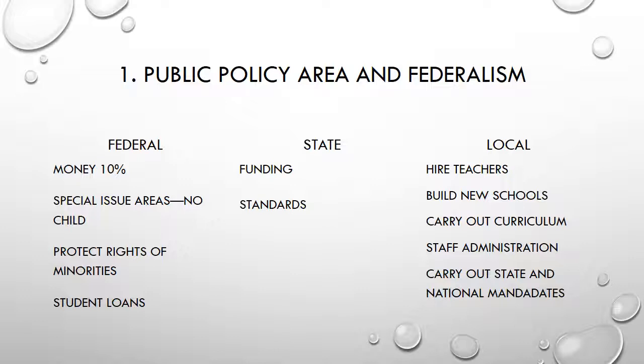So they hire the teachers, build the buildings, carry out the curriculum, design some curriculum too, staff the schools, and carry out state and national mandates. Like I said, No Child Left Behind is a federal mandate, and it's up to the local governments to see to it that tests are developed and administered and all that kind of stuff. So it's a limited role by the federal government, a limited role by the state, and a primary role by the local government. That's how I would answer that question.